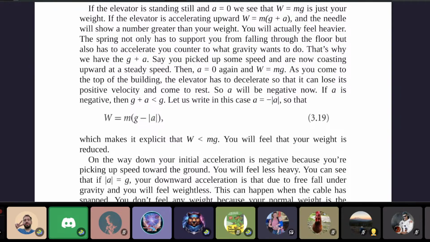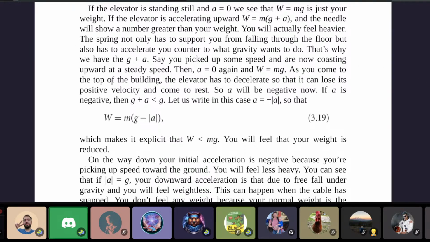The spring not only has to support you from falling through the floor, but also has to accelerate you counter to what gravity wants to do. That's why we have the g plus a. You picked up some speed and are now coasting upward at a steady speed again, and W equals mg.